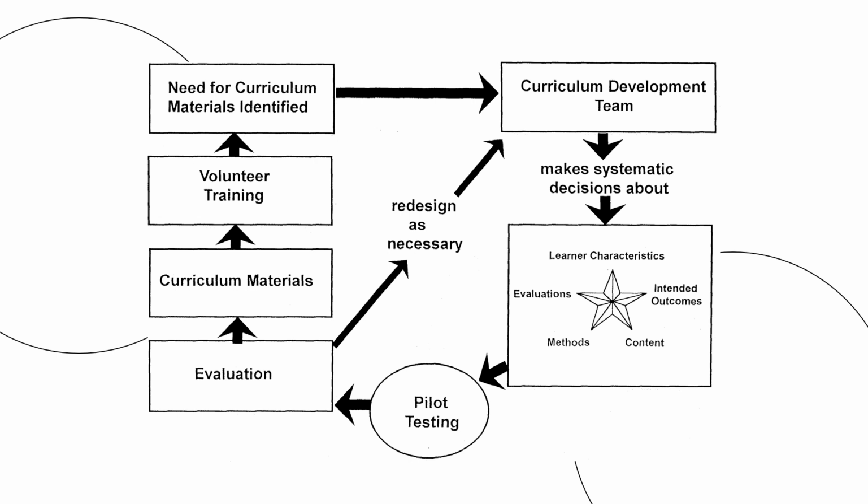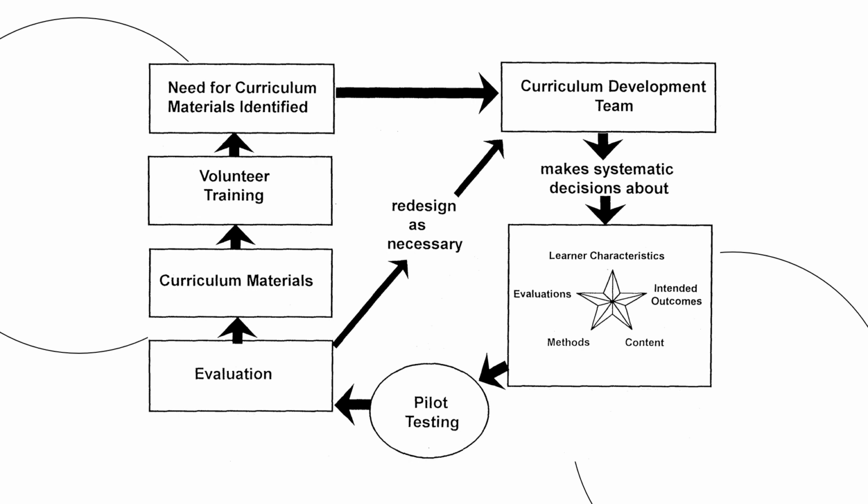Pilot testing. With decisions made, a prototype or initial version of the curriculum is tested in a real-world classroom setting. This helps in gauging its practical effectiveness and collecting feedback from both teachers and students. Evaluation. Following the pilot testing, the curriculum undergoes a thorough evaluation to determine its strengths, weaknesses, and areas of improvement. Redesign as necessary. Based on the feedback and evaluation, necessary changes, modifications, or improvements are made to the curriculum materials.